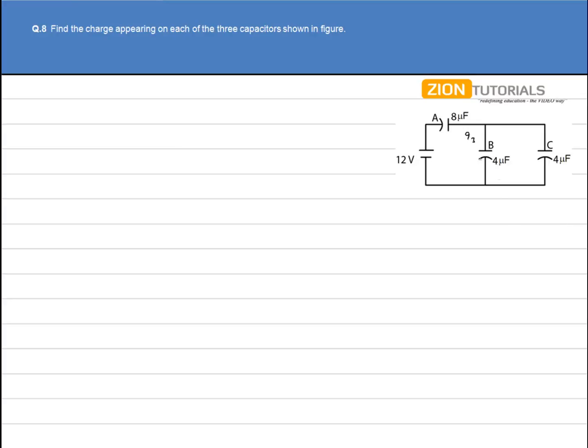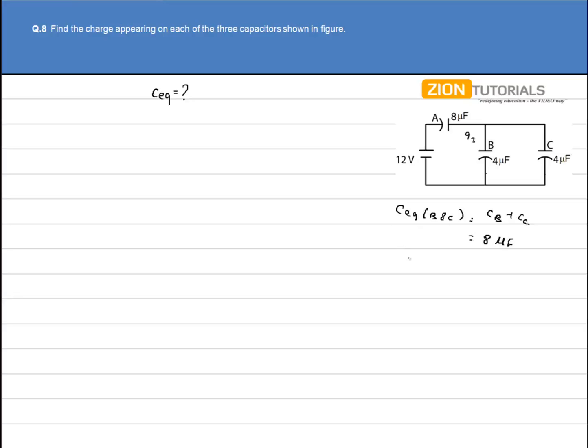Now if we have to calculate the charge on each plate, first we have to calculate the C equivalent of the circuit. If these two capacitors are in parallel, then the C equivalent of B and C can be easily calculated, as the capacitances simply add up, that is capacitance of B plus capacitance of C, which comes out to be 8 microfarad.